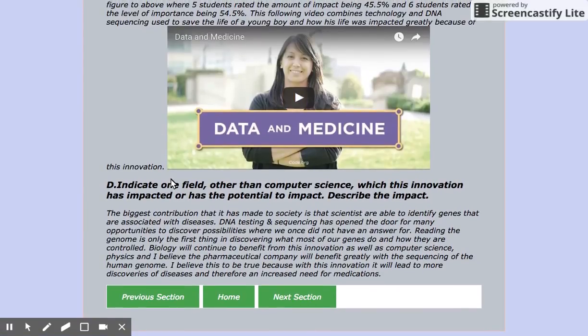Some other fields that are greatly impacted besides computer science from DNA sequencing are fields like biology. They will continue to benefit from this innovation, as well as computer science, physics, and I believe the pharmaceutical company will benefit greatly with the sequencing of the human genome, because this innovation will lead to more discoveries of diseases and therefore an increased need for medications.